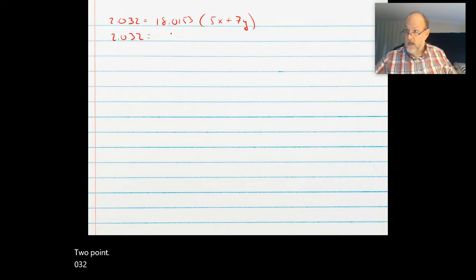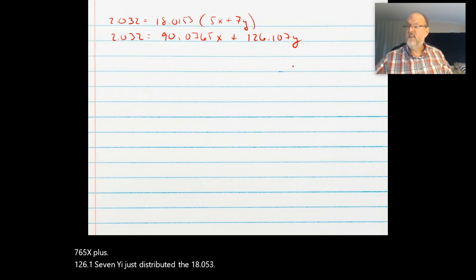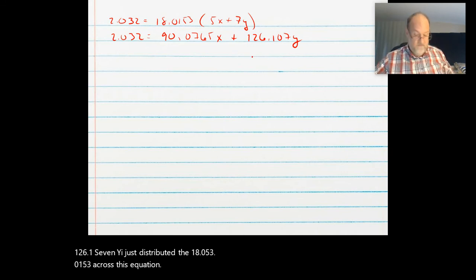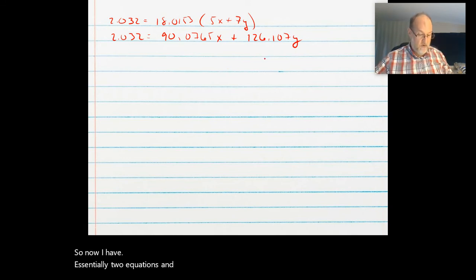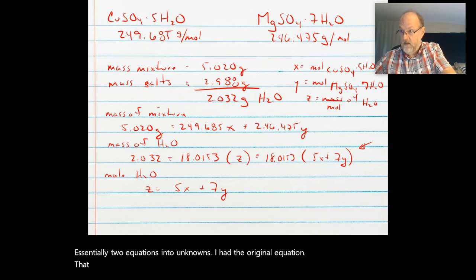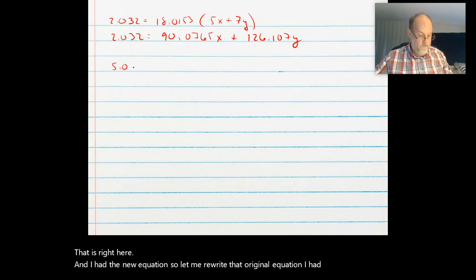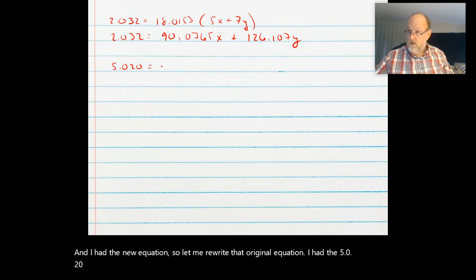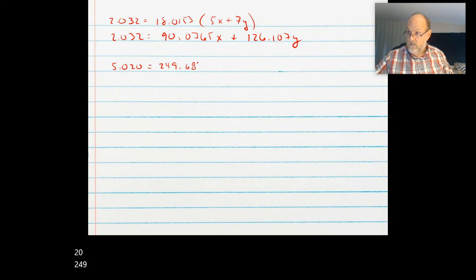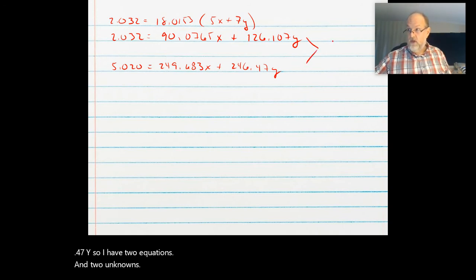So I get 2.032 equals 90.0765X plus 126.107Y. I just distributed the 18.0153 across this equation. So now I have essentially two equations and two unknowns. I have the original equation, which is on the previous page, and the new equation. Let me rewrite that original equation: 5.020 equals 249.683X plus 246.47Y. So I have two equations and two unknowns, which I'm going to solve as a system of equations.